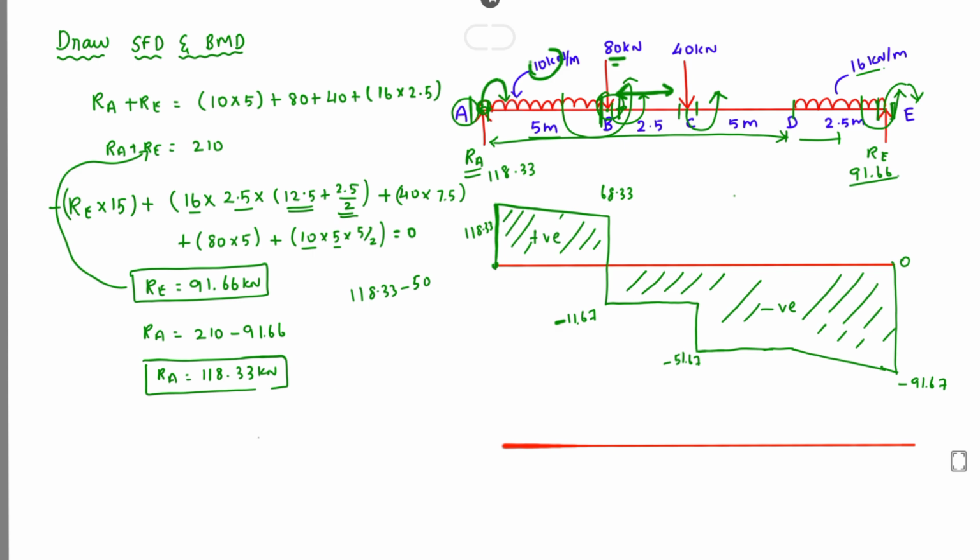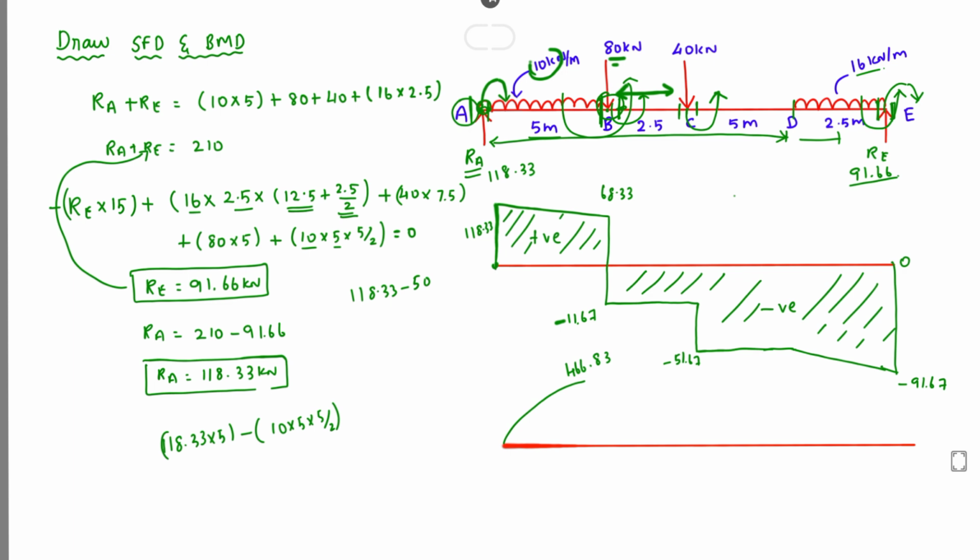At the B point, the bending moment is: there is a reaction, that is the clockwise force, 118.33 into 5 meter distance. Okay, this is a positive force. Again minus, there is an anti-clockwise force, that is 10 into 5 into distance divided by 2. Okay, so now we got the value of positive 466.83. Okay, 466.83.